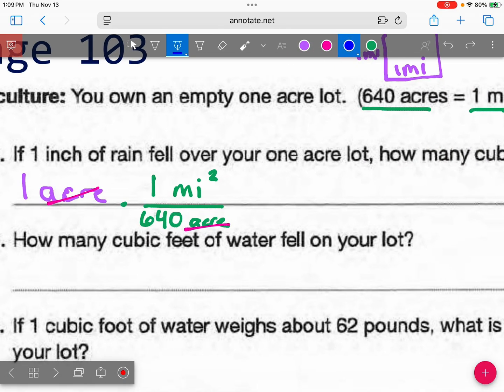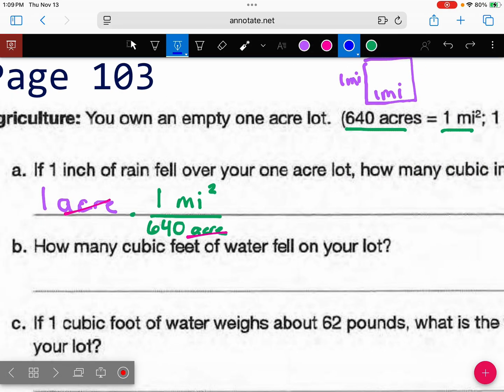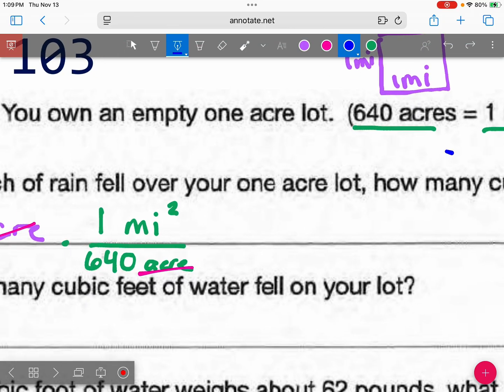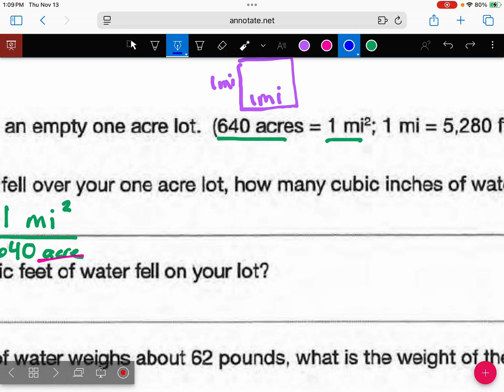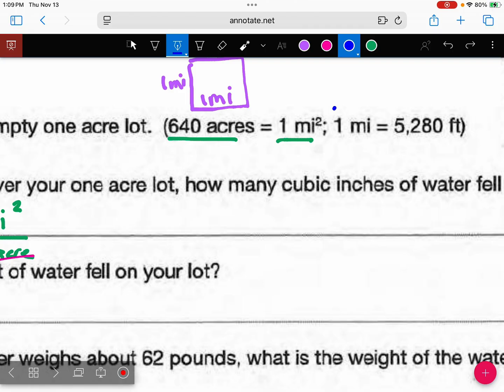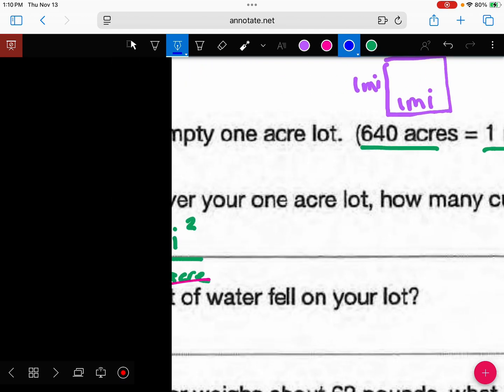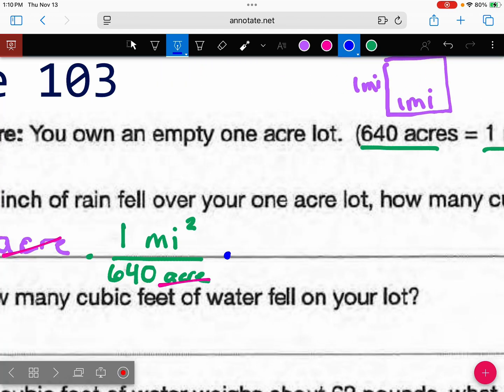So we've gotten our 1 acre switched to be a mile squared. We're still trying to aim towards inches. We have a little bit more information up here: 640, and 1 mile equals 5,280 feet. Can we plug that in? We do know how many feet are in a mile.